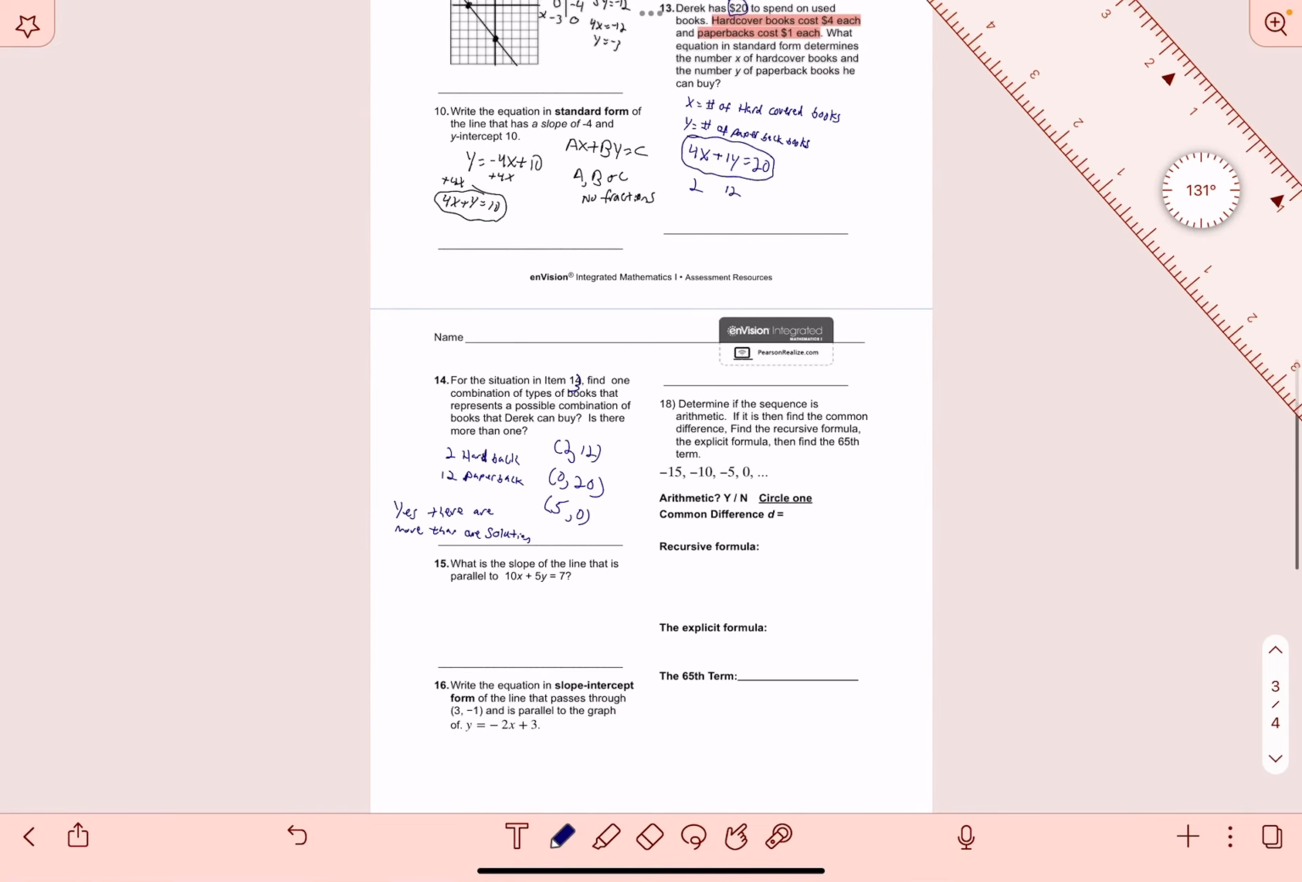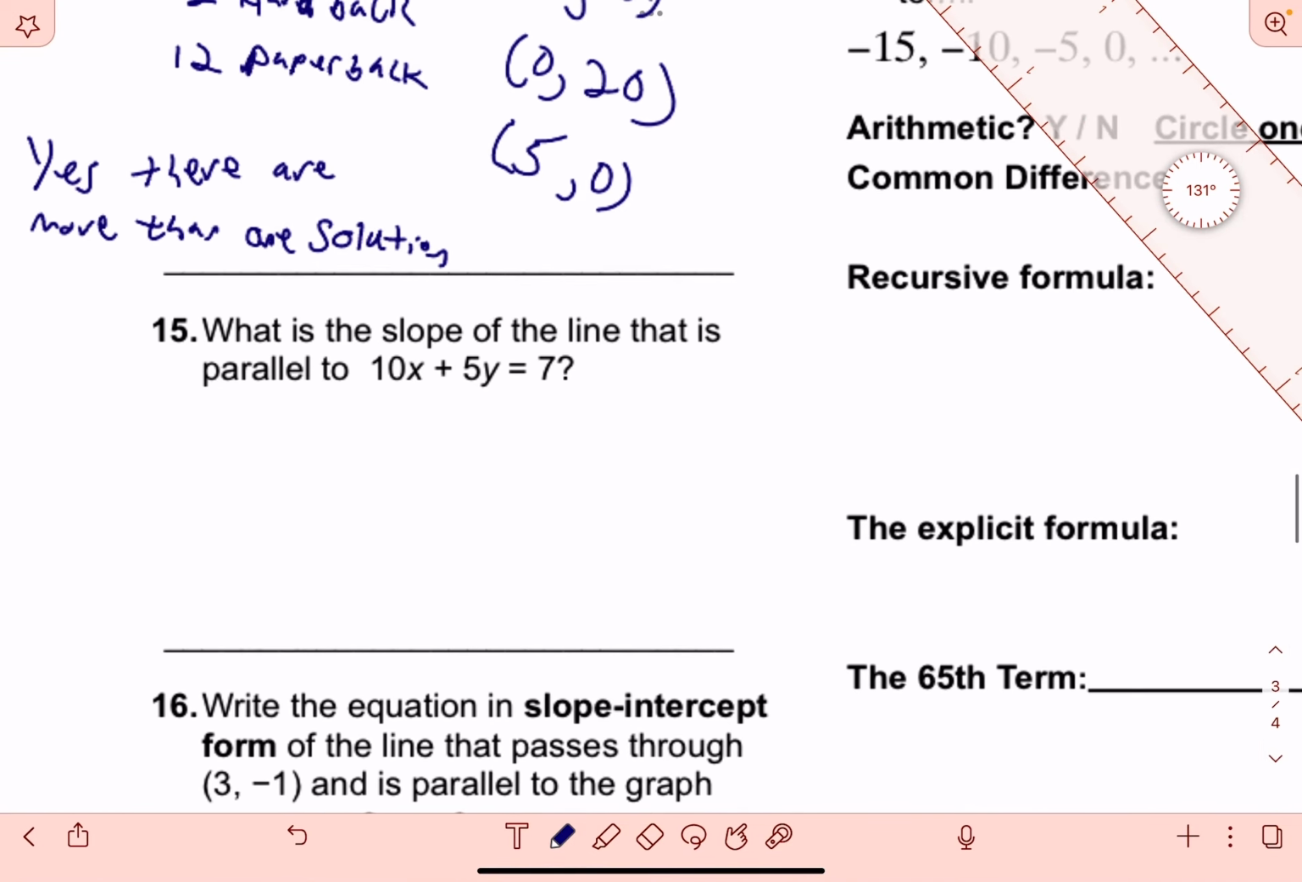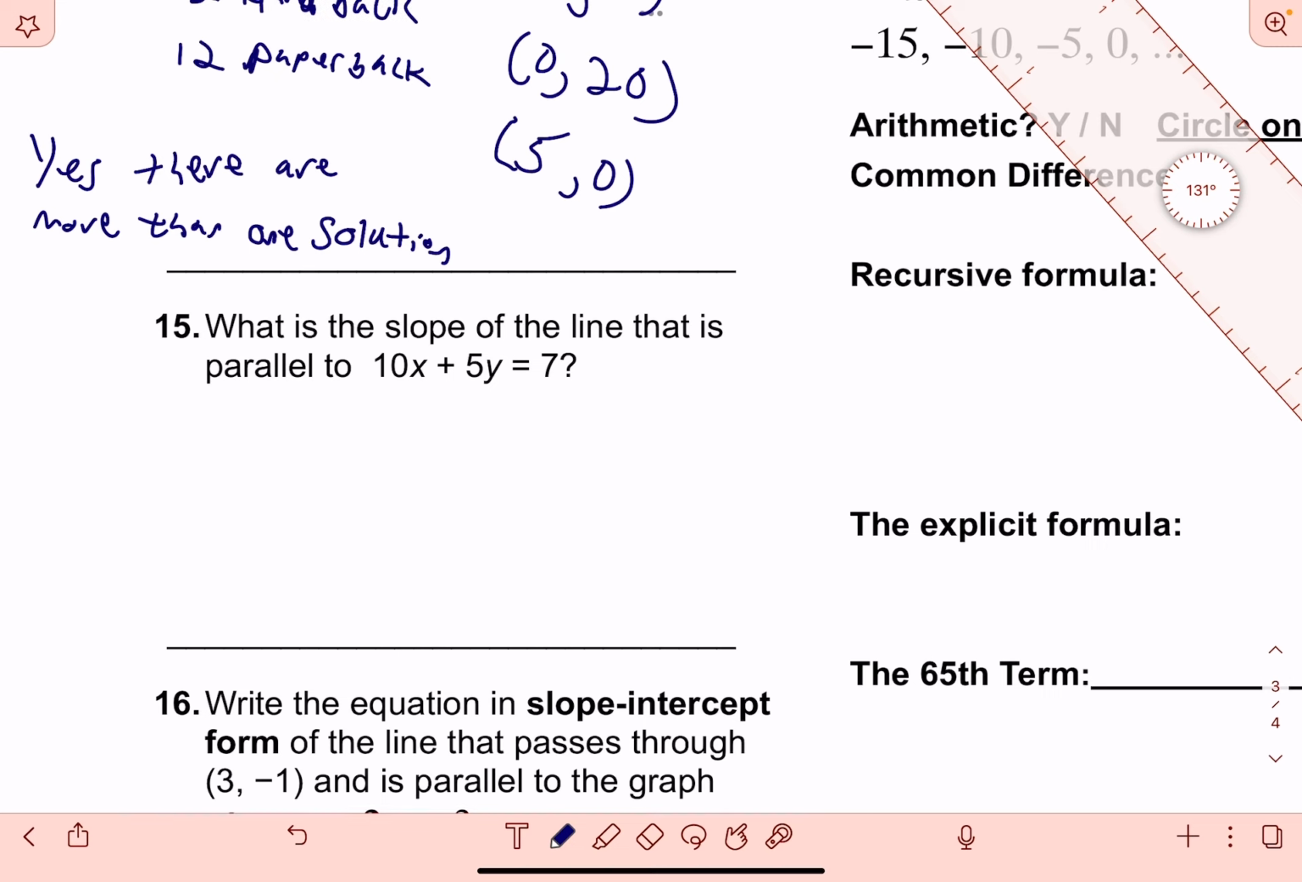Number 15. What is the slope of the line that is parallel to this equation? Parallel means the slope of a line parallel equals the slope of the original line. So they have the same slope. The trick to this is all you've got to do is find the slope of this equation here. There are lots of ways to do it.